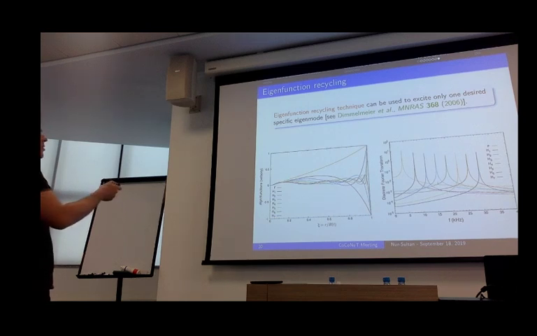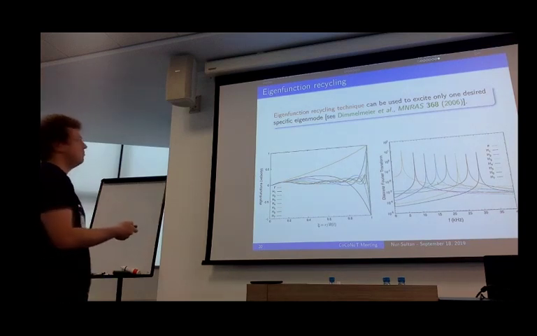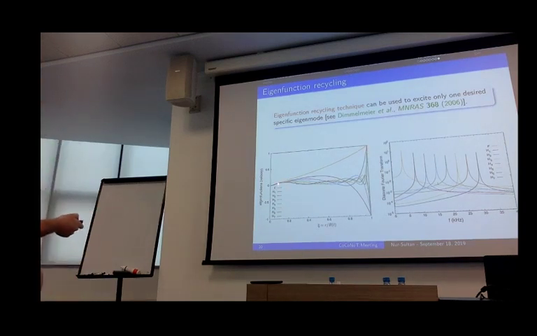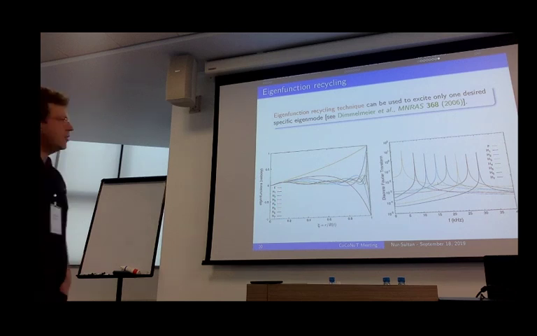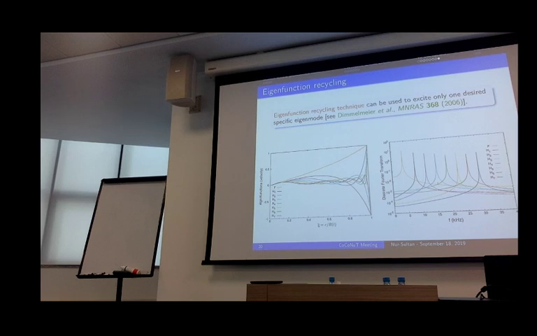So it was just an illustration of the eigenfunction recycling techniques where I took the eigenfunction in velocity for the fundamental and the 7 first harmonics and the corresponding Fourier.